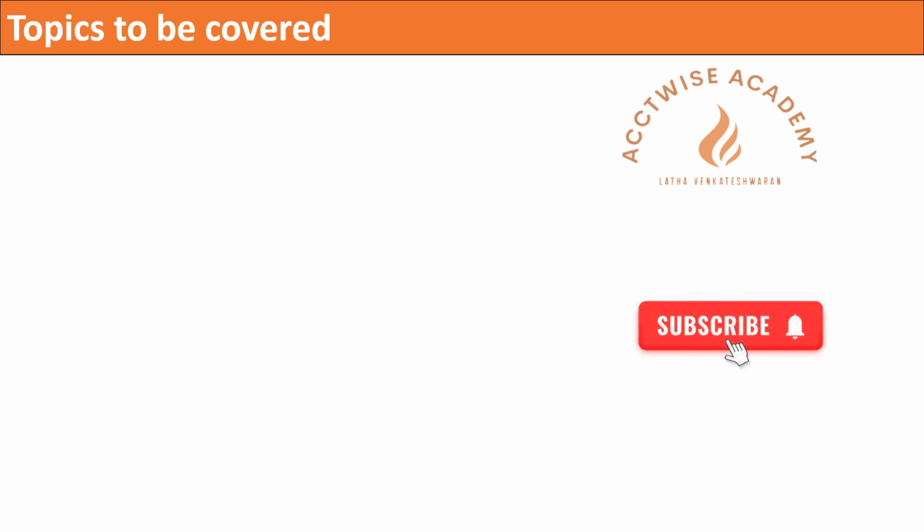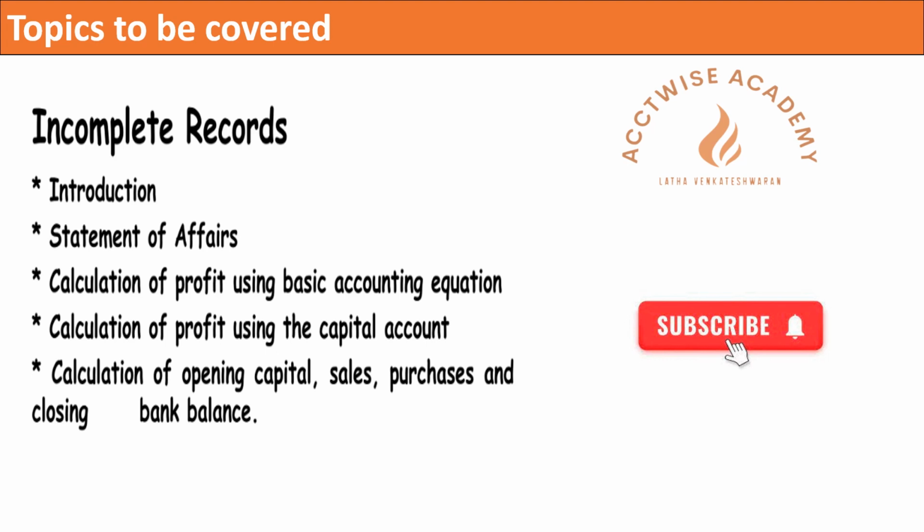In today's topic, we are going to see about the accounting of incomplete records. In accounting of incomplete records, first I am going to give you an introduction of the topic. Then, what is statement of affairs? Let us see about that. Calculation of profit using basic accounting equation, calculation of profit using the capital account, calculation of opening capital, sales, purchases and closing bank balance.